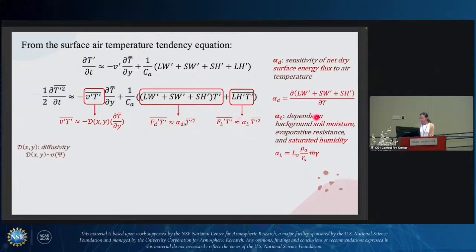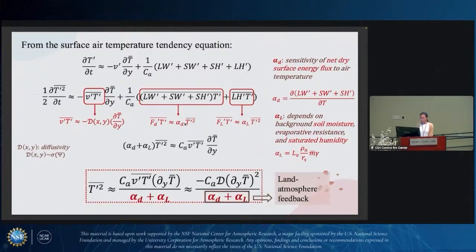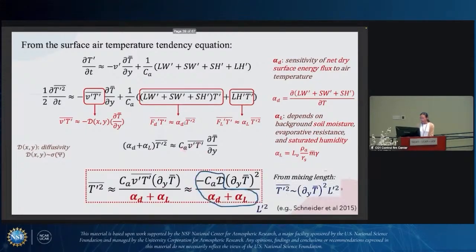Alpha L depends on the soil moisture, evaporative resistance, as well as the background saturated humidity. And then we can derive the following scaling equations. If you are familiar with the mixing length framework, we can see that mixing length is naturally embedded with the eddy diffusivity as well as these parameters.